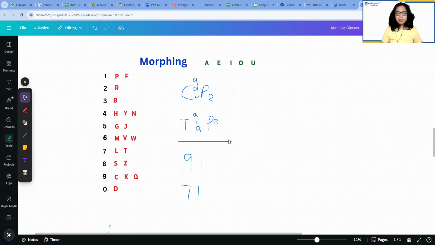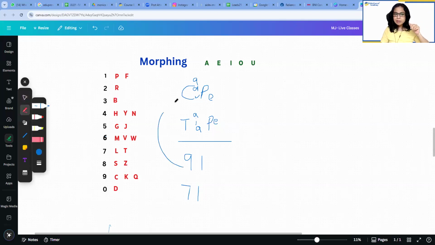Now I'm giving you a number 9. Tell me what is the sound of 9. So think about it. Sound of 9 is K. Sound of 1 is P. Don't you think it's the same thing as when I said C and P? So with 91, now you are capable of making objects.